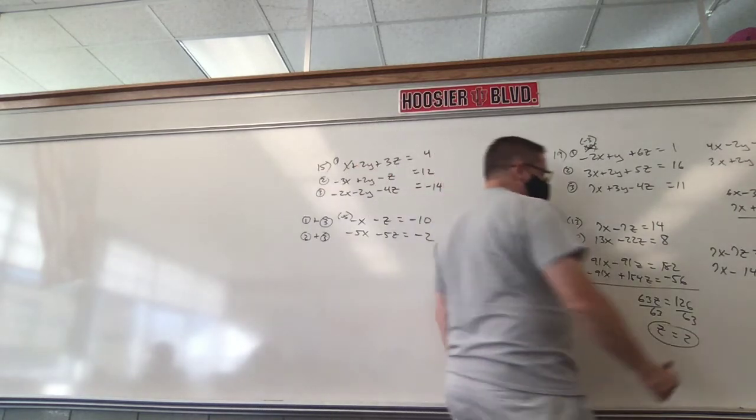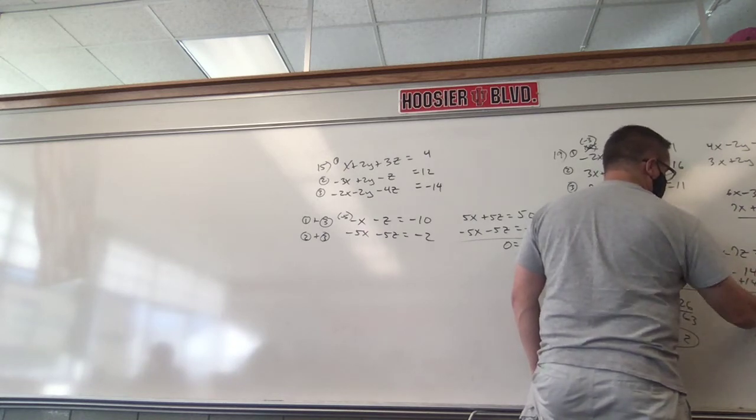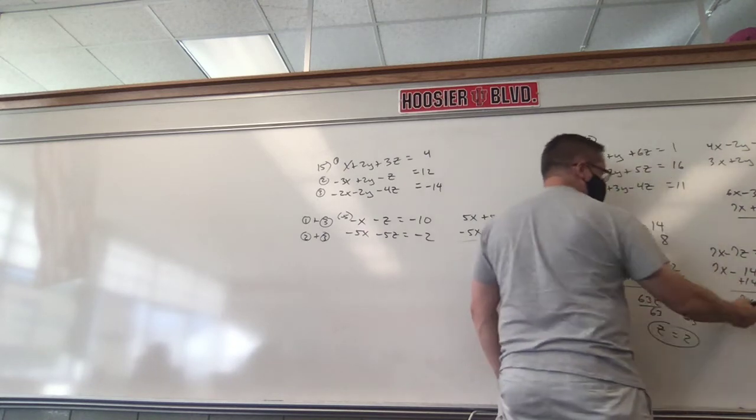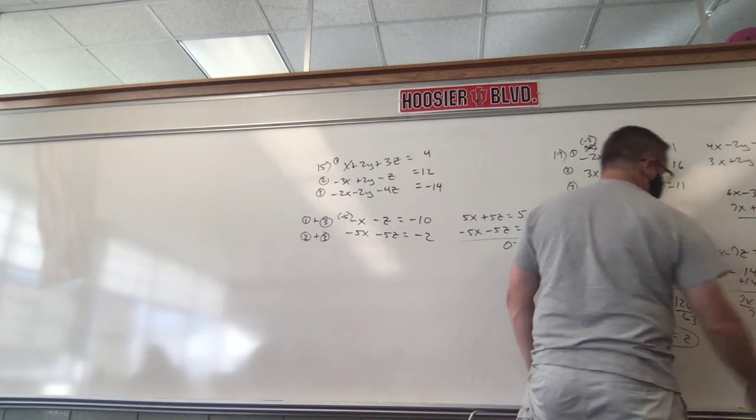We add 14 to each side. We have 7x equals 14, and 14 is 28. Divided by 7, x is 28 divided by 7, which is 4.